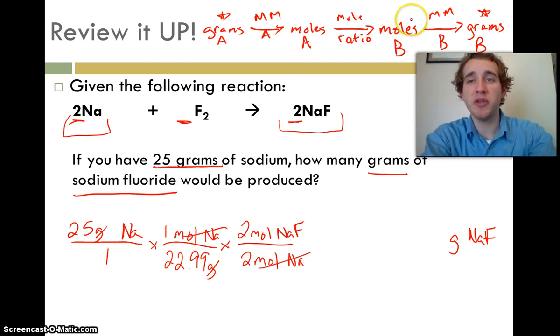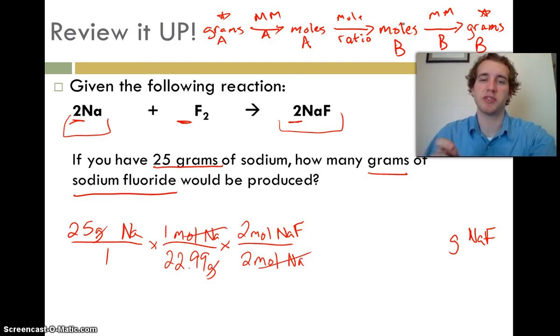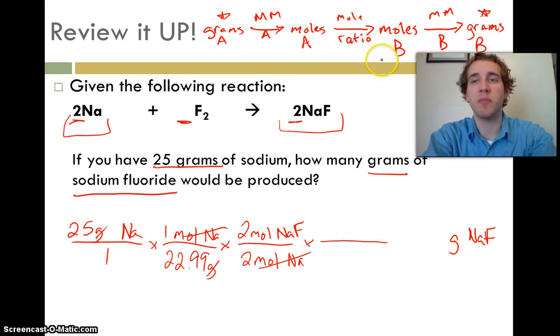Now we're at moles of our new substance. We're close. We're so close. We've got one more step. We said we had 1, 2, 3 steps. We've got 1, 2 steps. We need to get to grams. So our final step is to go from moles to grams. We're going to use the molar mass of B.